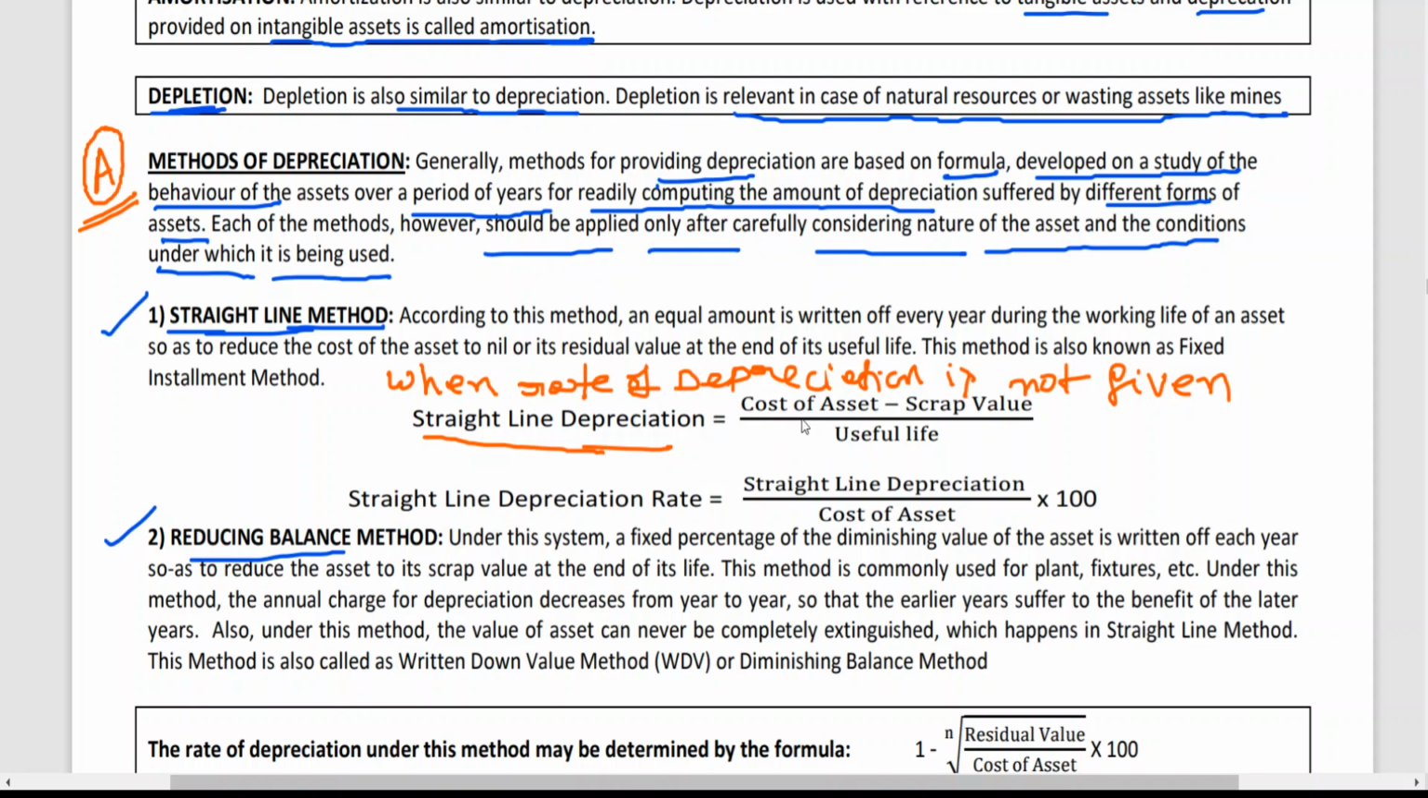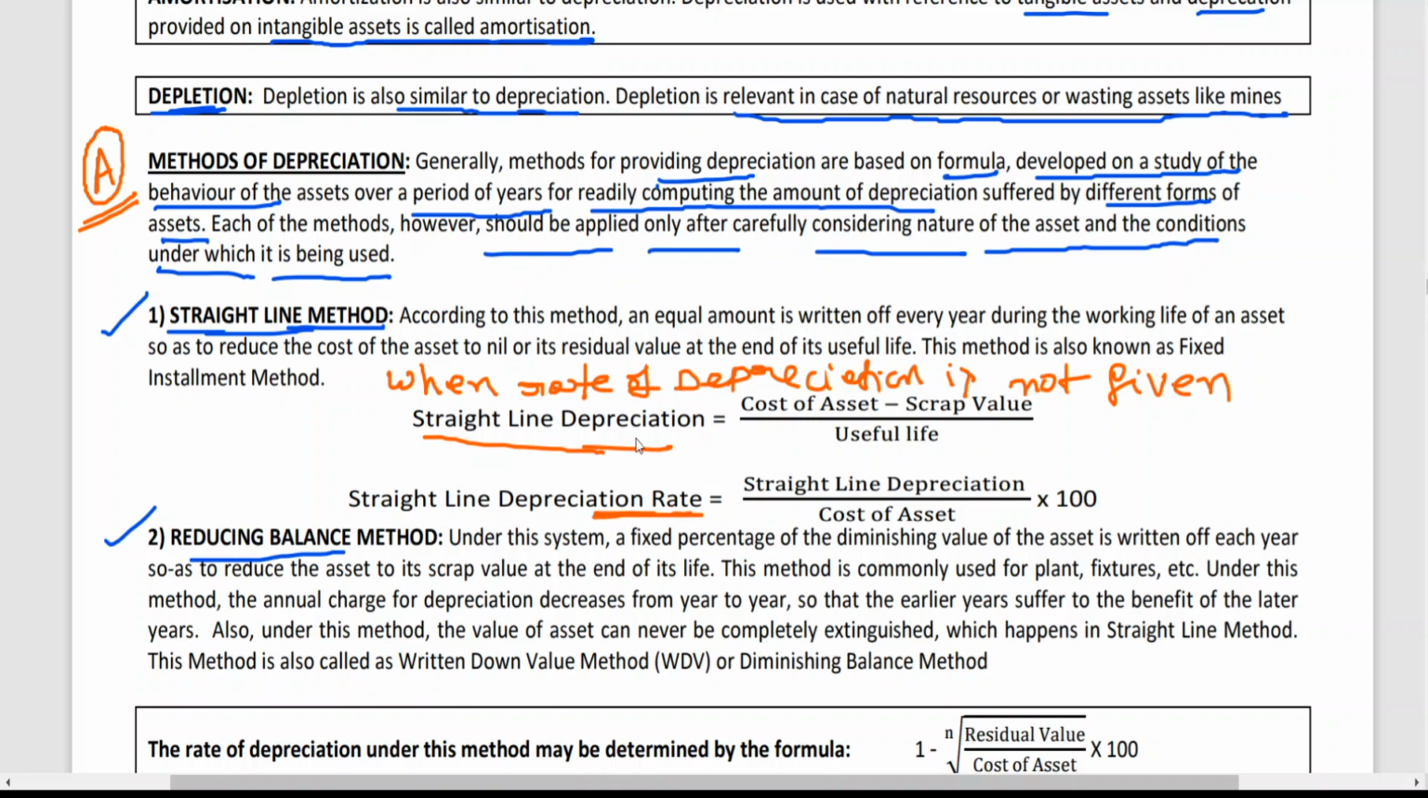I told you in yesterday's class. Say 1,20,000 cost of asset, scrap value 10,000, useful life say 11 years, per annum depreciation 10,000. Now, if you want to convert that into a rate, straight line depreciation rate is equal to straight line depreciation, say 11,000, by cost of asset, say 1,20,000, into 100, then we will be getting the depreciation rate.